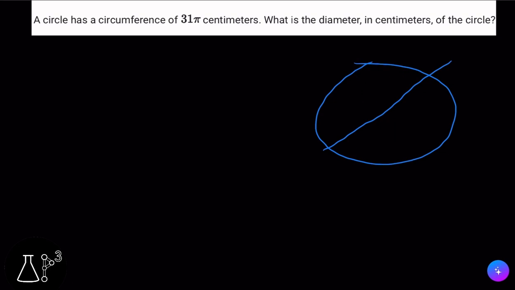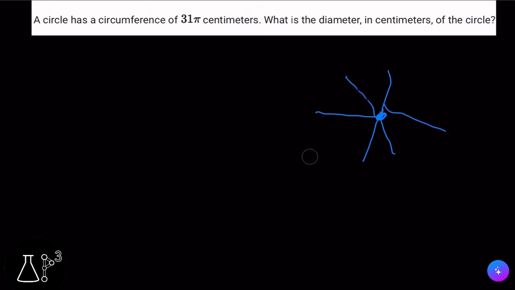A radius is a line that goes from the middle portion of a circle to its edge. So let me erase this line. A radius will kind of look like this. Like that, right? It could be here, here, here, here, here. They're all going to be a radius. So that's important to know.